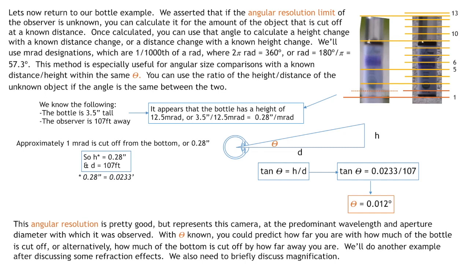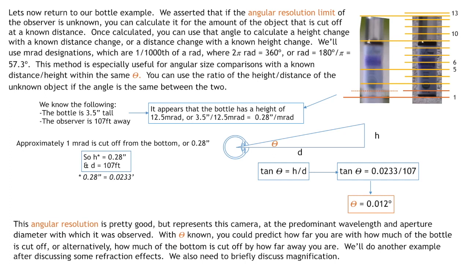Approximately 1 MRAD is cut off from the bottom, or 0.28 inches. So height is equal to 0.28 inches, and distance is equal to 107 feet. Keep in mind that 0.28 inches comes out to 0.0233 feet. So we can plug that in, keeping like units the same, and you get an angle of 0.012 degrees. And this angular resolution is pretty good, but represents this camera at the predominant wavelength and aperture diameter with which it was observed.